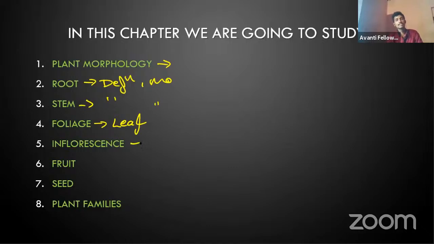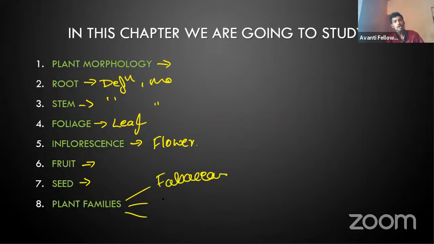Then inflorescence, which is related to the flower. How the flowers are arranged and their different uses or types. Then fruits, like dry fruits and fleshy fruits. Not wet fruit. So dry fruit and fleshy fruit, and how can we differentiate them? This is kind of interesting. And seed, types of seeds. What kinds of seeds are there? When we study all these characters, we will go to three plant families: one is the Fabaceae, another one is the Solanaceae, and the third one is the Liliaceae.